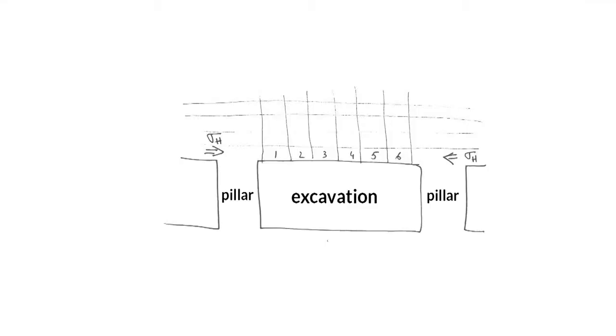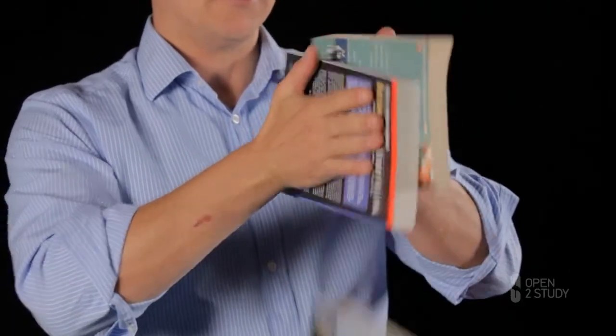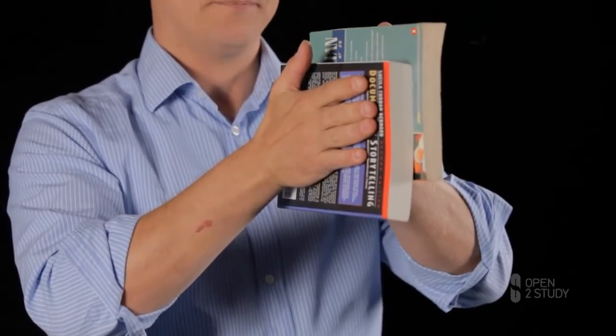Look at this example. A rectangular opening is created in a fractured rock mass with vertical and horizontal discontinuities. Six blocks, number 1 to 6, could possibly fall if it were not for the confining effect of the horizontal stress. This is like holding books together in this manner. If we apply a confining effect, we can hold all the books. If we release the confinement, the books fall.